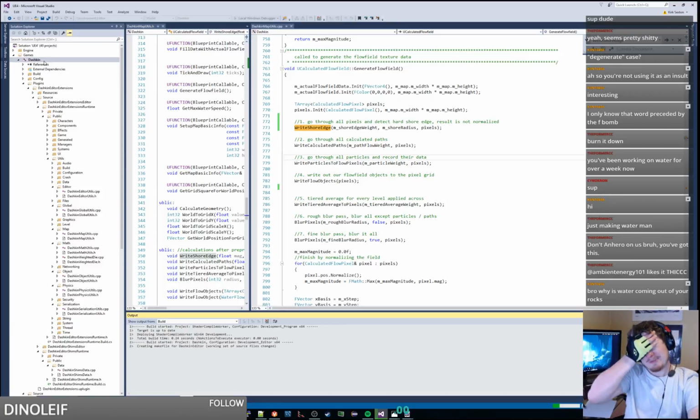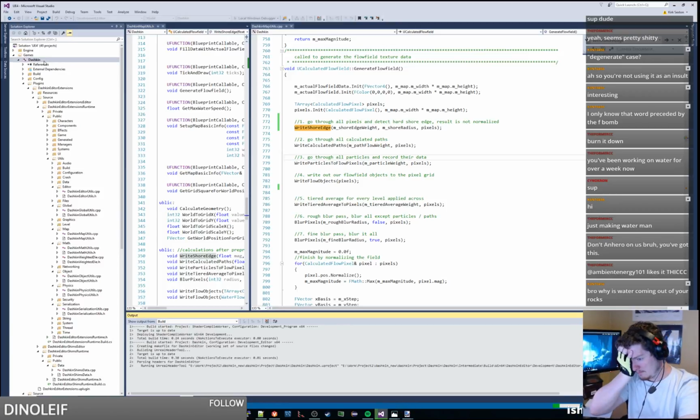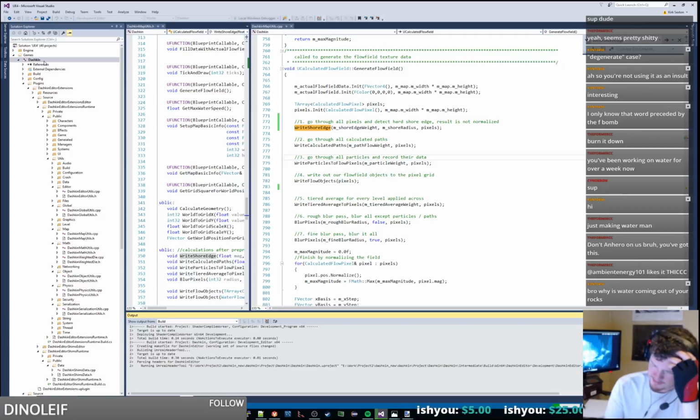So I think the problem is our vectors in our flow field are just wrong a bit, so we need to fix them somehow. The other thing would be maybe we need a separate texture. We need the texture to be a little bit different for the flow field itself, but I don't want to have to do that.